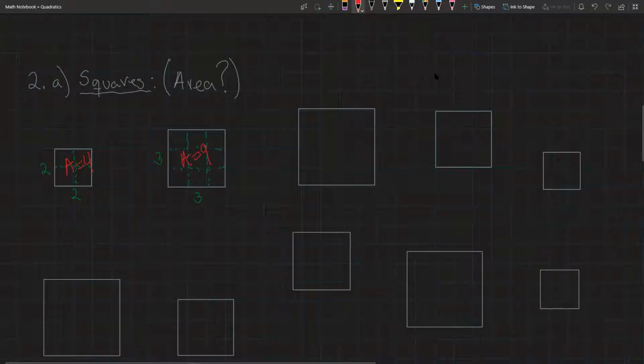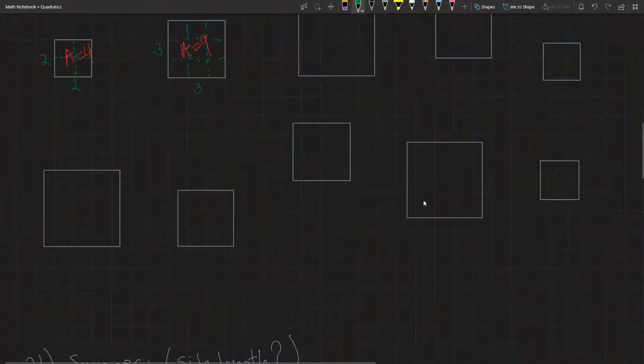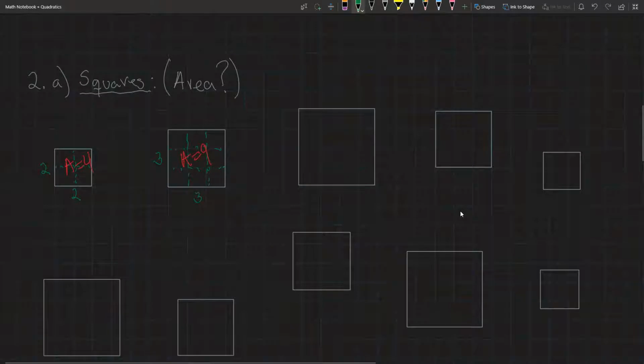Okay, so to move on, I'll just go back to the green. And for the next few we just assume that they are not drawn to scale. Suppose that this side length, let's start with this one right here, is 8. If the side length is 8, what is the area? The area is 8 times 8, right? Or 64.